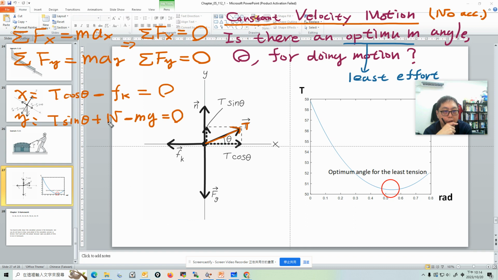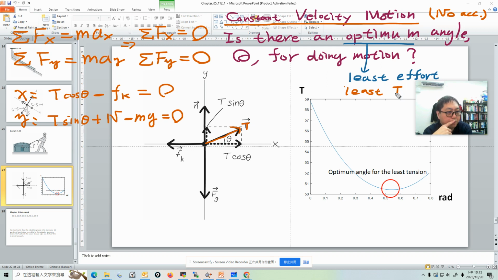The question I want to ask is whether there is a least effort. The least effort means the least T, because this guy is pulling the box with a rope. So he wants to find the least tension. Is there a least tension or optimal angle for doing this motion? Finally, I will discuss this more.